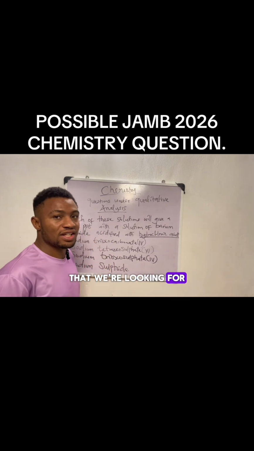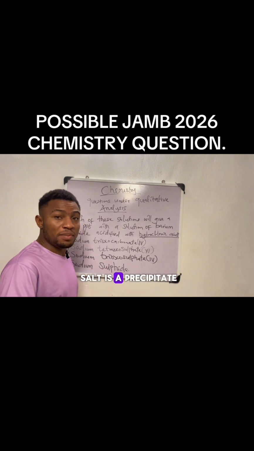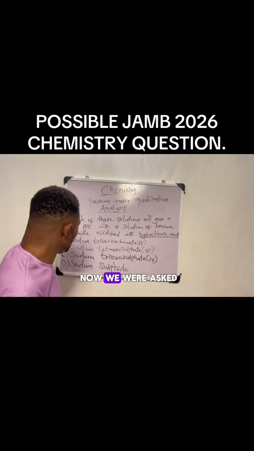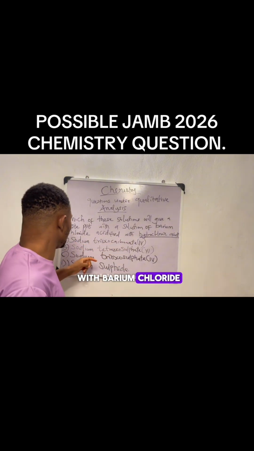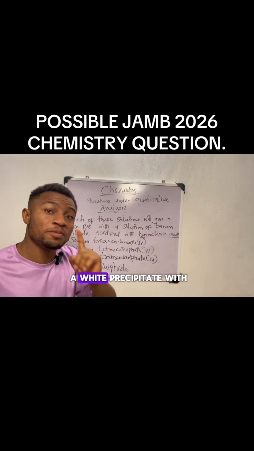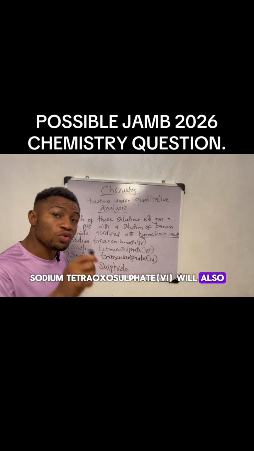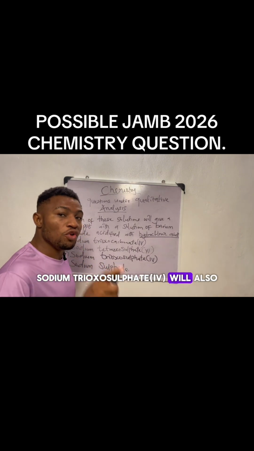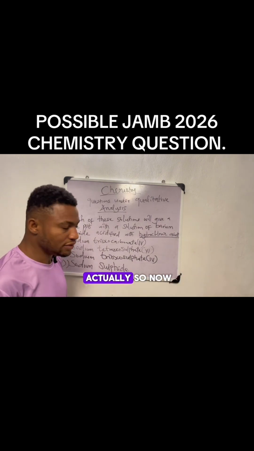You know, the precipitate is actually an insoluble salt. An insoluble salt is a precipitate, because it cannot dissolve. So now, we are asked which of these will give a white precipitate with barium chloride. Sodium trioxocarbonate(IV) will give a white precipitate with barium chloride. Sodium tetraoxosulfate(VI) will also give a white precipitate with barium chloride. Sodium trioxosulfate(IV) will also give a white precipitate. Sodium sulfide will not actually.